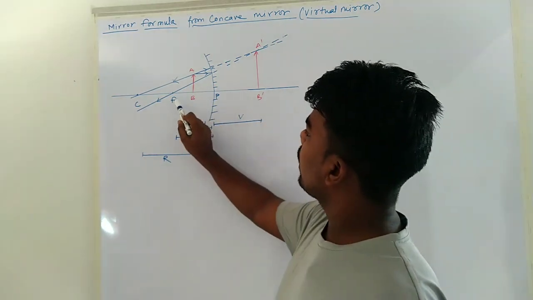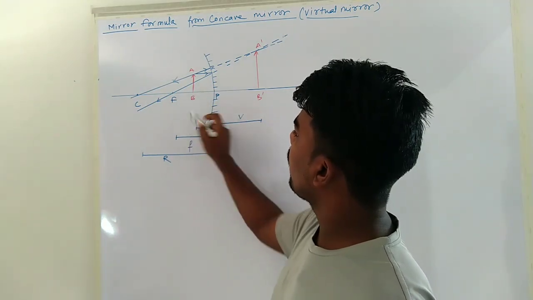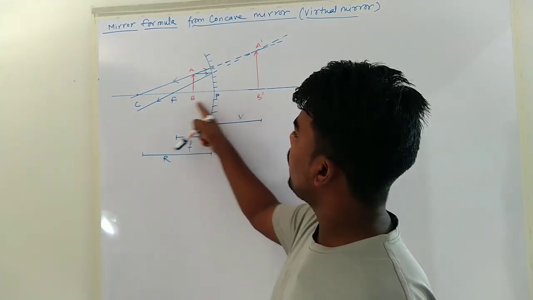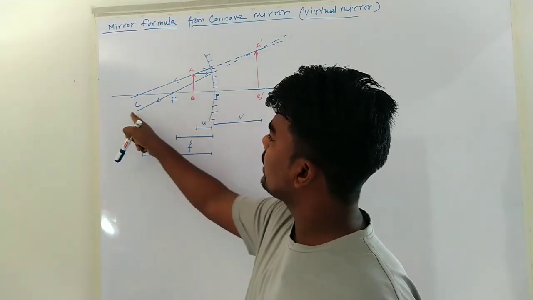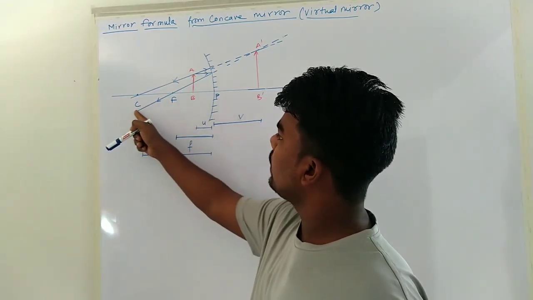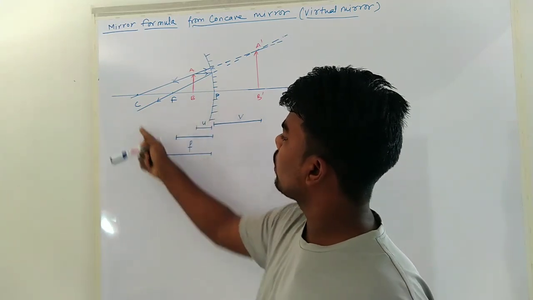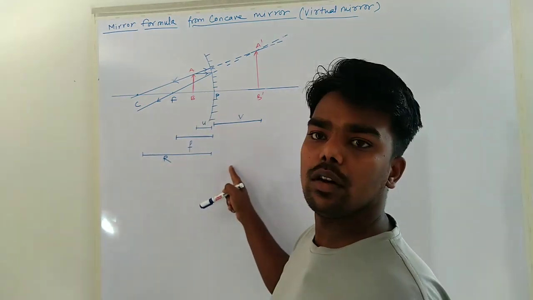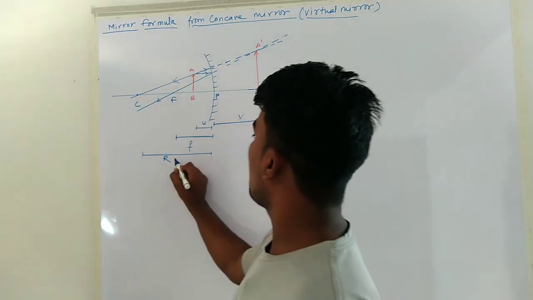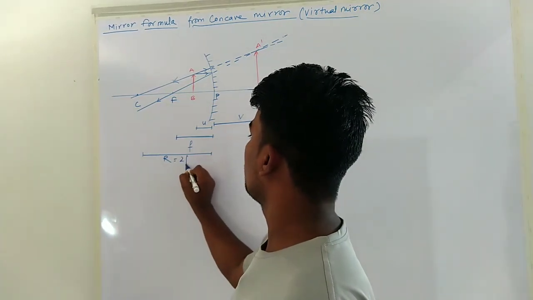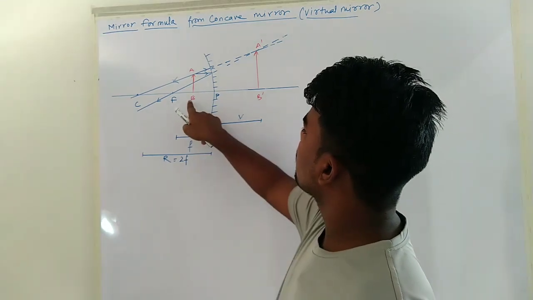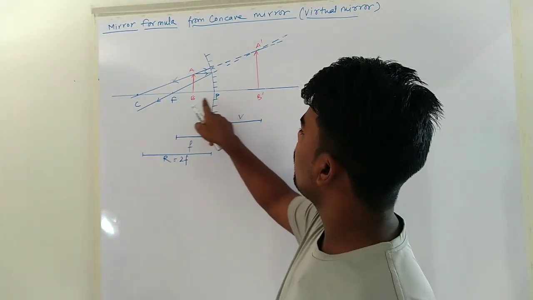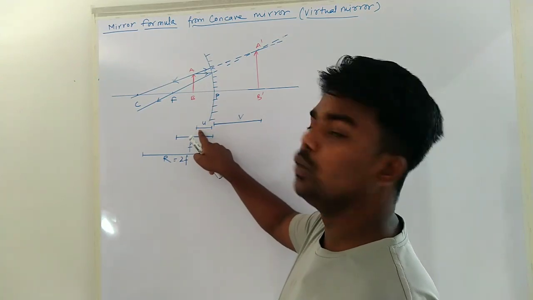So this object is placed here between P and F. This distance PF is your focal length. This distance PC, from the pole to the center of curvature, is called the radius of curvature. So I can write R, or I can write R is equal to 2F. Then the object is placed here. This distance PB we will call U.